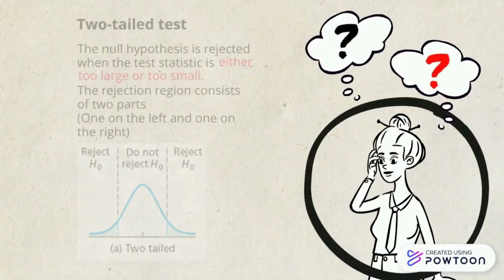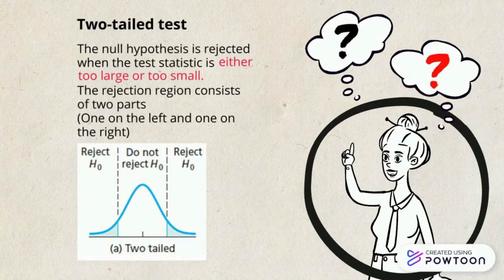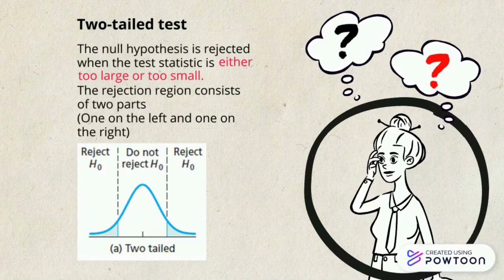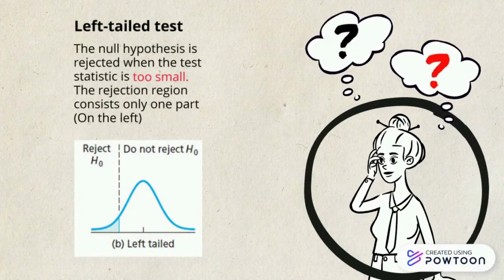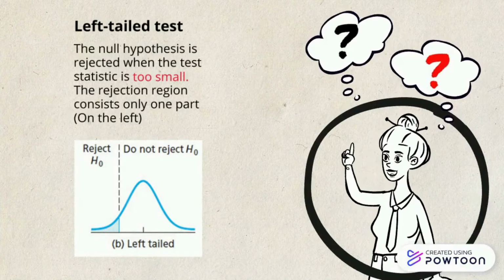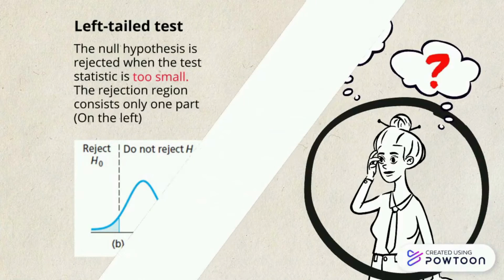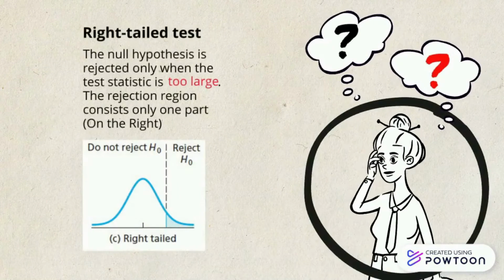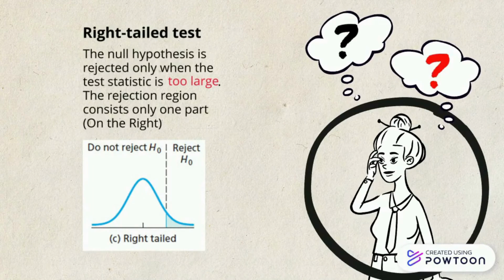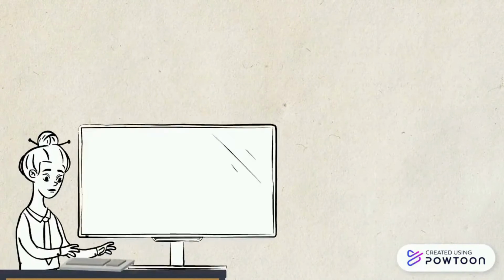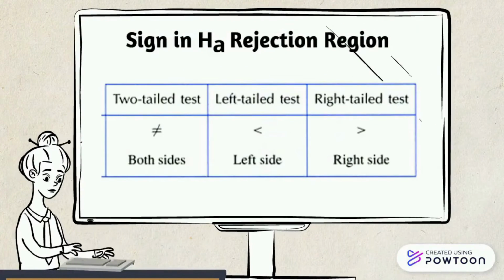Next, distributions of the standardized test statistics and the rejection regions. For the two-tailed test, the null hypothesis is rejected when the test statistic is either too large or too small. The rejection regions consist of two parts, that is, on the left and on the right. For the left-tailed test, the null hypothesis is rejected when the test statistic is too small. The rejection region only consists of one part, that is, on the left. For the right-tailed test, the null hypothesis is rejected only when the test statistic is too large. The rejection region only consists of one part, that is, on the right. Next is the sign in the alternative hypothesis and rejection regions.